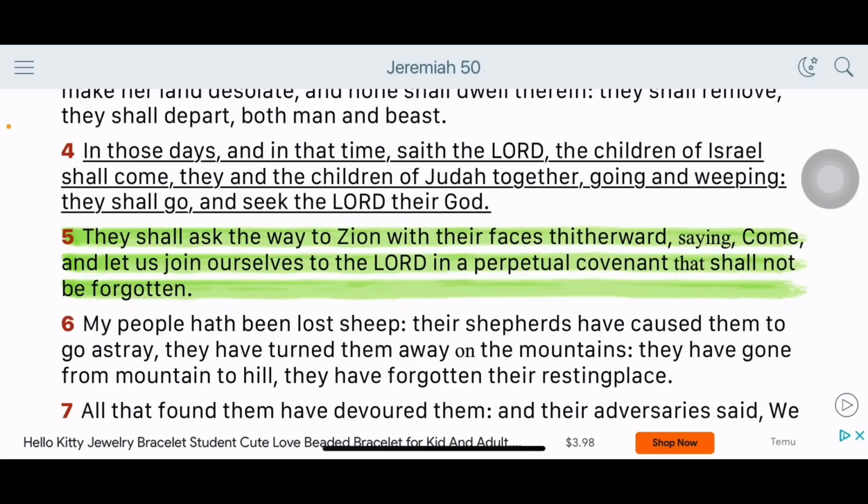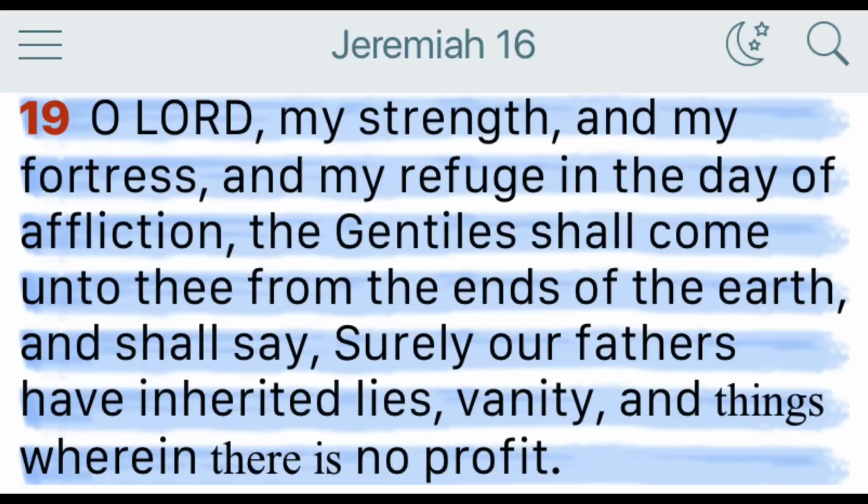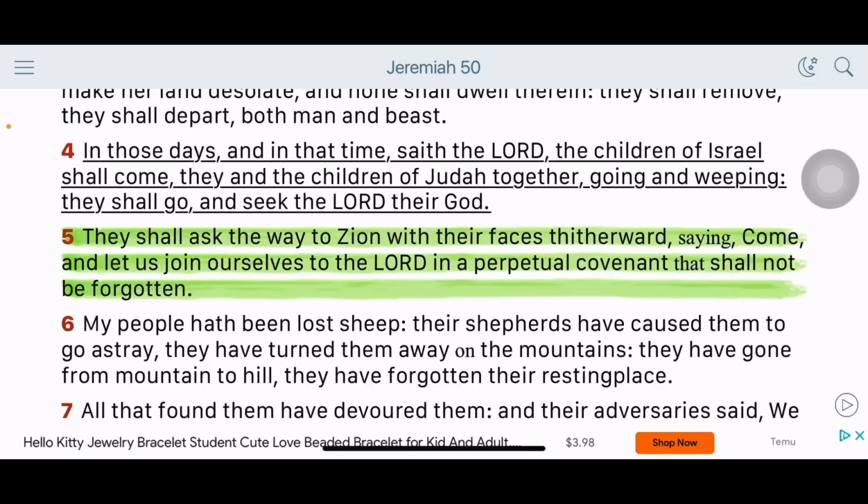Also, it says that the Gentiles will understand that they have inherited lies. It says the Gentiles will come to Yah and they will understand that they've inherited lies. Yes, all the people on earth believe a lie. That Jerusalem is in the Middle East, that is a lie. That Jerusalem is in Africa, that is a lie.